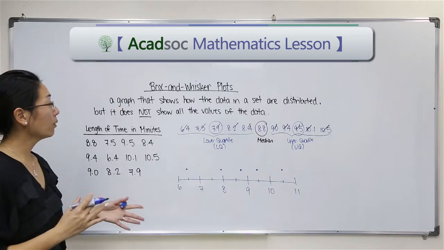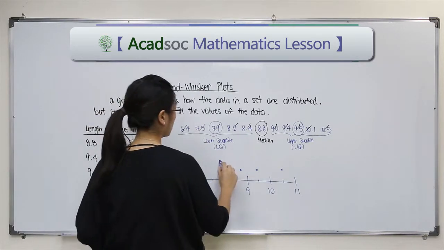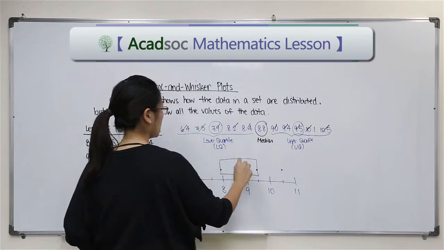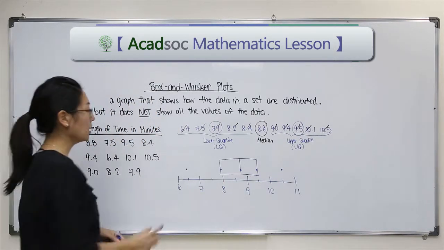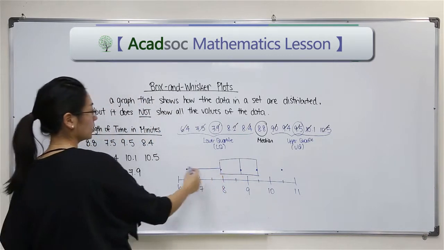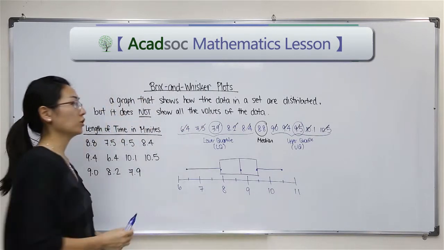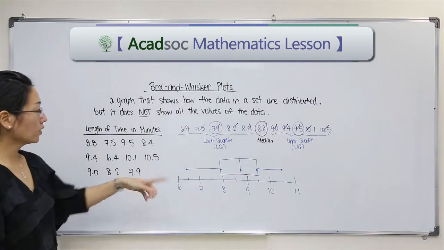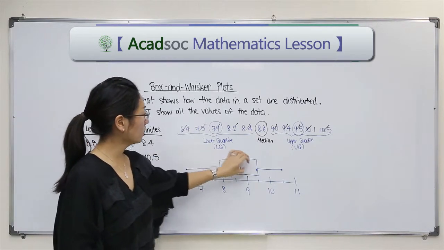Now to draw our box, we're going to create it using the lower quartile and the upper quartile. So we're going to draw a box around it, and then we're going to put a line through the median. And the whiskers go from the lower quartile to the lower extreme, and from the upper quartile to the upper extreme. Now, quartile means quarters. So basically, if you look at this graph, we see 4 parts. So 1, 2, 3, 4.